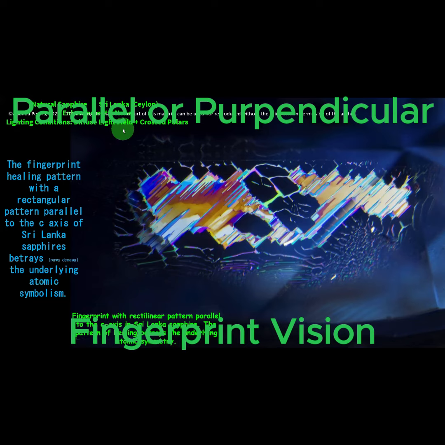Dark field plus crossed polars. These are the two lighting conditions we used here. Then we can see some nice picture here inside the fingerprint. This is the fingerprint. Inside the fingerprint, there is a healing pattern. In this healing pattern, a rectangular pattern is there. Rectangular shapes. You can see all the shapes here are rectangular.